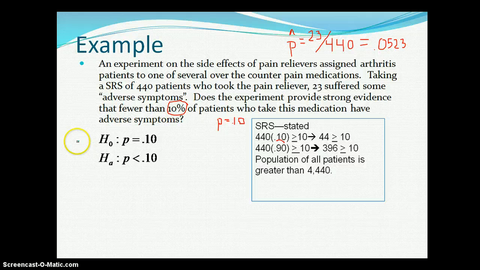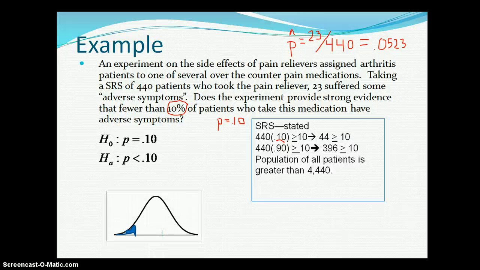So we have our null and alternative, and p here, which I should have written down, but I didn't. P, my population proportion, would be the percent of patients who take this medication that have adverse symptoms. That's what we're testing. Okay, I just wanted to make that clear. Okay, so if I wanted to draw a normal curve, I could, and this would be P, which isn't quite centered, but this would be my 0.10, and this would be my 5%.